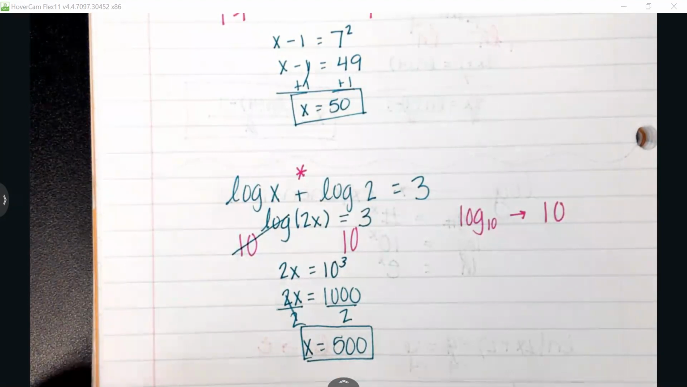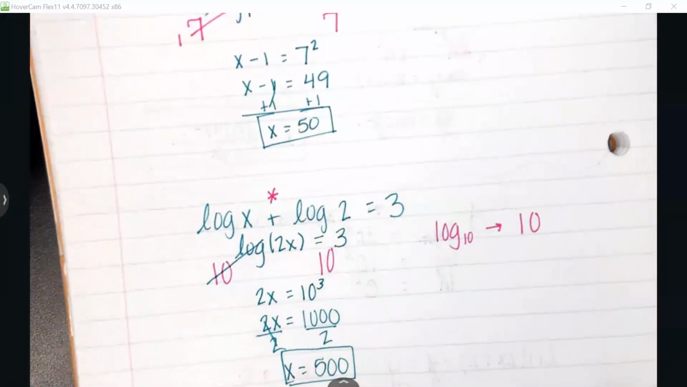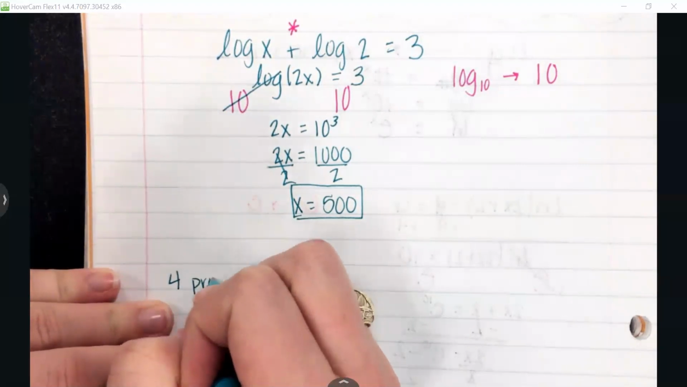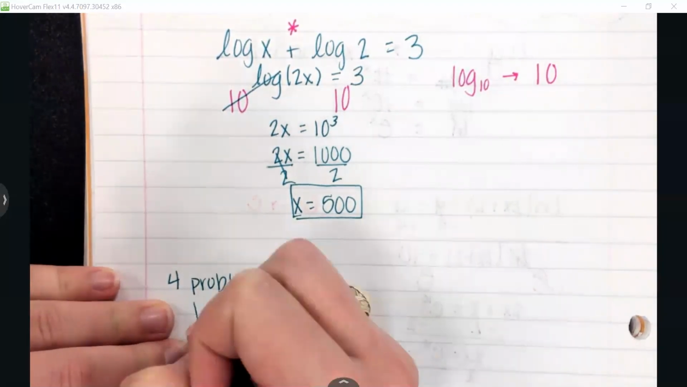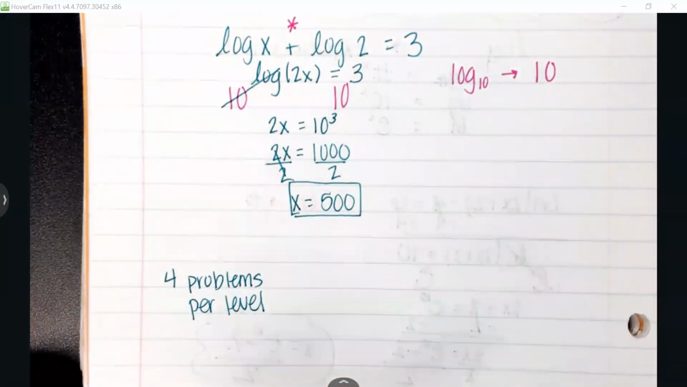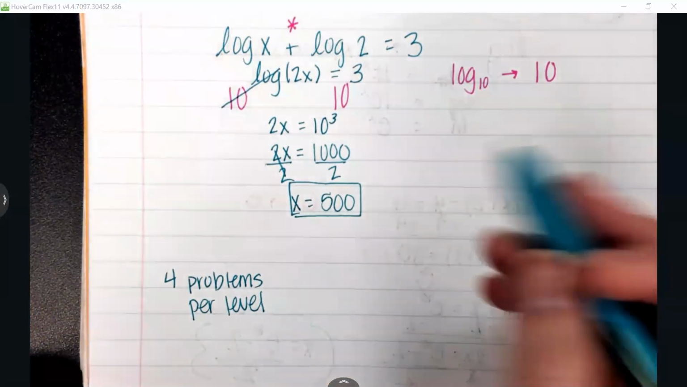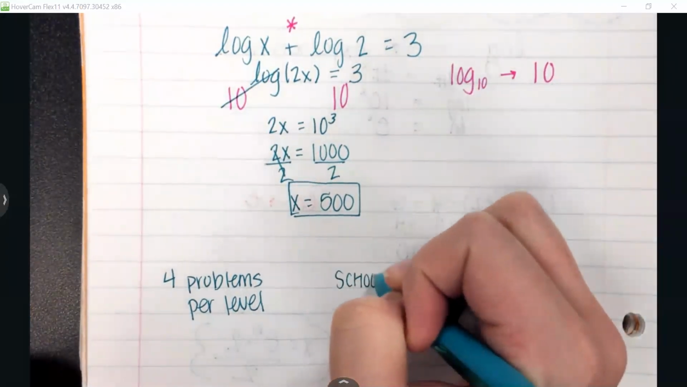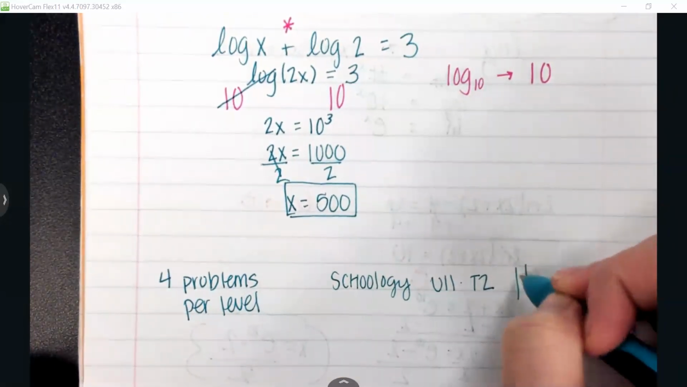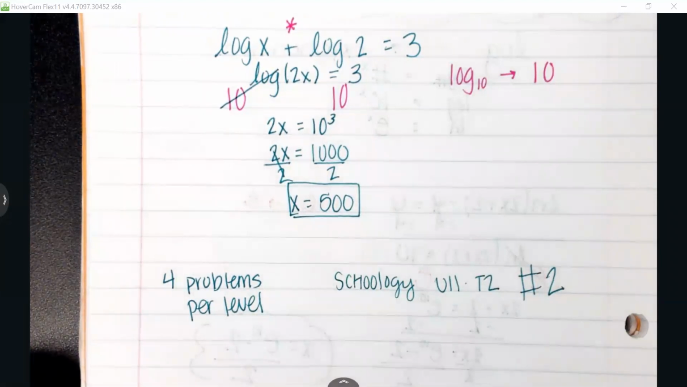When we come back from spring break, I am not reteaching this. You have 1 day and then you have a quiz. So I need you to get practice so you understand this. At your table is a paper. I need 4 problems per level completed. 4 problems per level. So by the time you leave my class, you should have a minimum of 12 problems completed. You're at home, you are on Schoology. Unit 11, topic 2, and you are on worksheet number 2.